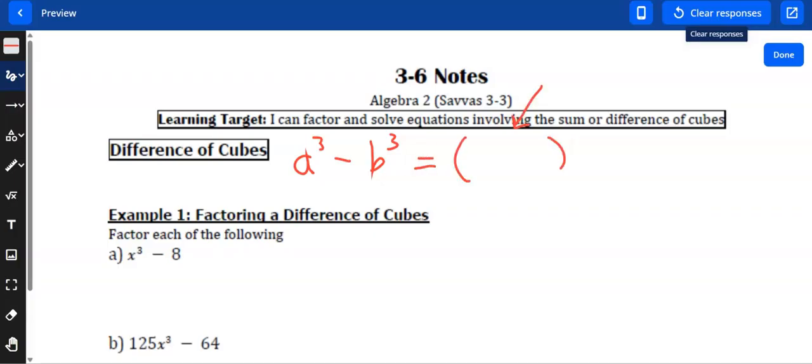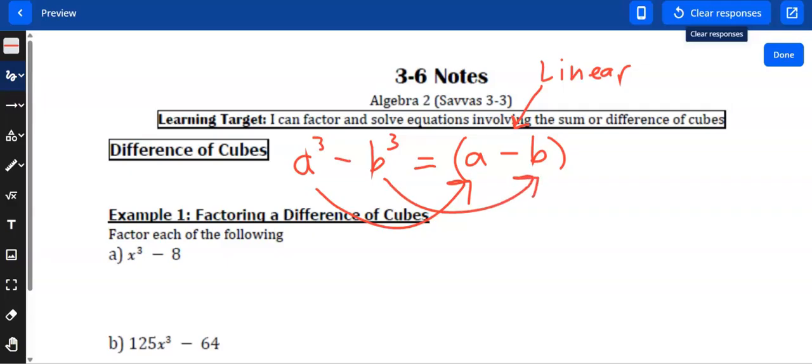Well, first we have a linear factor, and that's A minus B. So it literally looks like I took the cube root of each one of those, which I did. And then the exact same sign in the middle. Because this could be used for a sum of cubes also, but we'll talk about that in a minute.